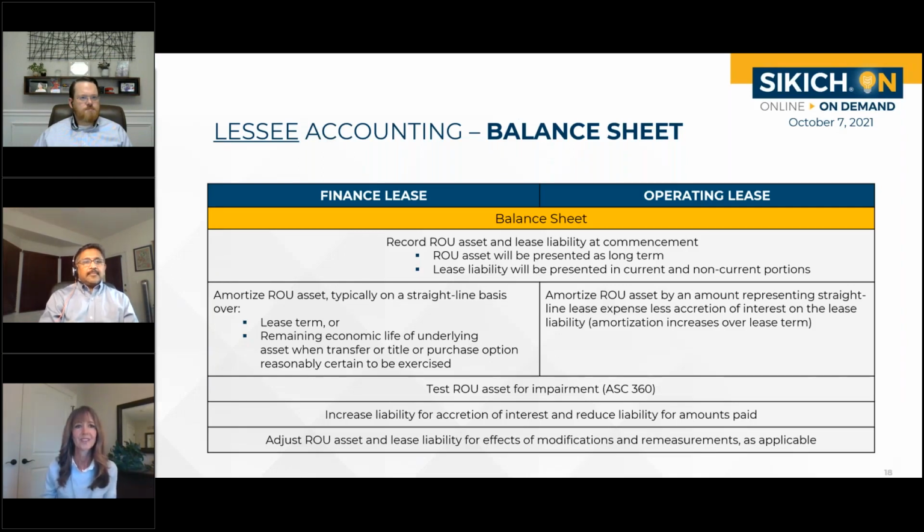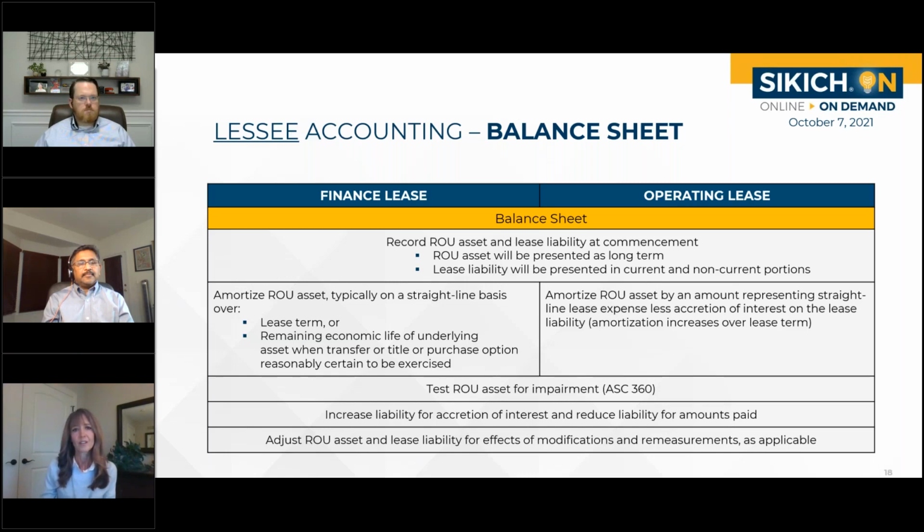Okay, so this chart is a summary comparison of the balance sheet presentation of finance leases on the left versus operating leases on the right. And this is from the perspective of lessees. Starting in the top row for both types of leases, ROU assets and the lease liabilities are recorded on the balance sheet, with ROU assets presented as long-term, similar to PP&E, and lease liabilities presented in their short-term and long-term components, similar to that, as you saw in some of Greg's illustrations.